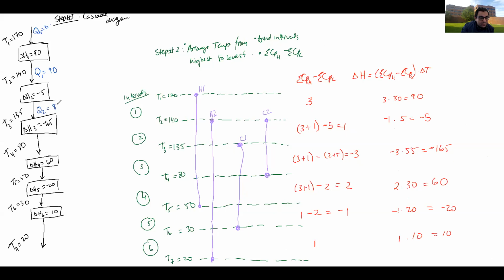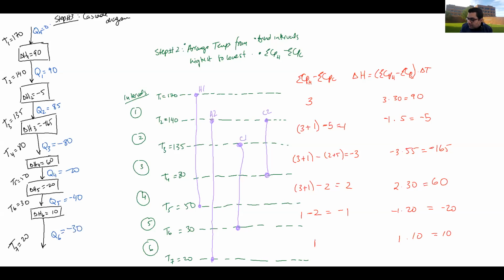Q2 is equal to 85. Q3 is equal to 85 minus 165, is what? Minus 80, right? Just double check this. 85 minus 165 is minus 80, good. So this is minus 80. Q4 is equal to minus 20. Minus 80 plus 60 is minus 20. Q5, minus 20 minus 20 is minus 40. And finally, Q6 here at the bottom, minus 40 plus 10 is minus 30.